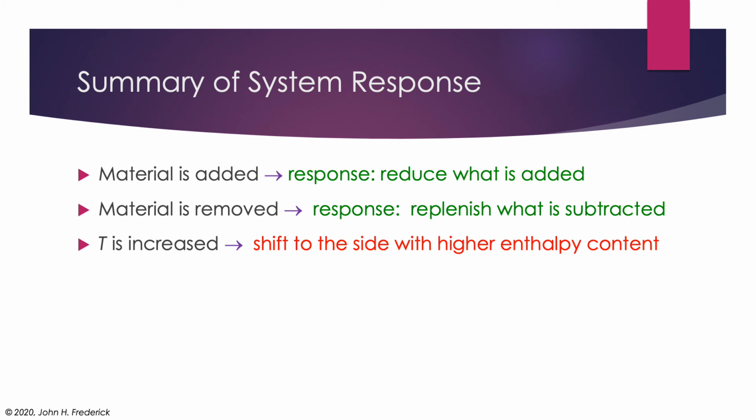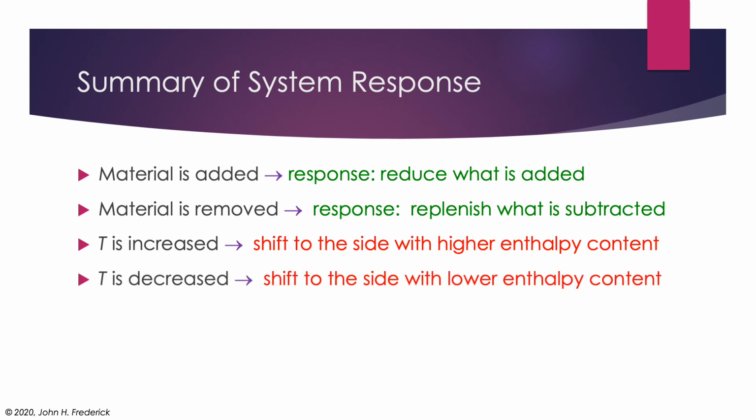If I increase the temperature, I'm going to shift to the side with higher enthalpy content. Notice in both cases, the shift was to the side that had a higher enthalpy, either the product or reactant, depending on which was endothermic or exothermic. When temperature is decreased, the opposite would happen. We didn't talk about this, but you can imagine that if temperature increases, it favors the higher enthalpy side. When temperatures decrease, it favors the lower enthalpy side. So it would shift to the low valley side of the chemical reaction.